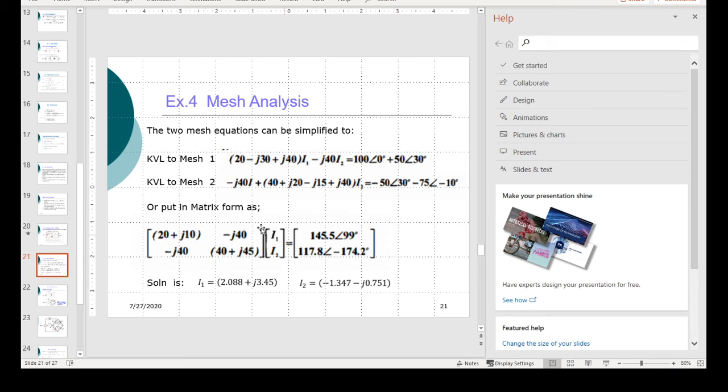Or if you want, you assemble this into matrix form, and you can use Cramer's rule again to solve for I1 and I2. I put it in MATLAB, but you must be able to do it manually, at least for these 2x2 cases. Then you get those answers.